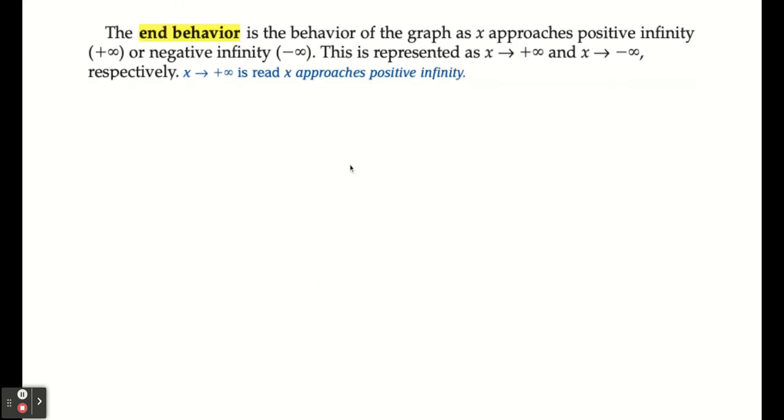So the end behavior is the behavior of the graph as x approaches positive infinity, which is represented by this symbol, or negative infinity, represented by this symbol. This is represented as x approaches positive infinity and as x approaches negative infinity.